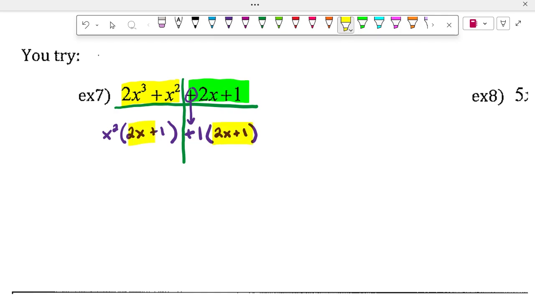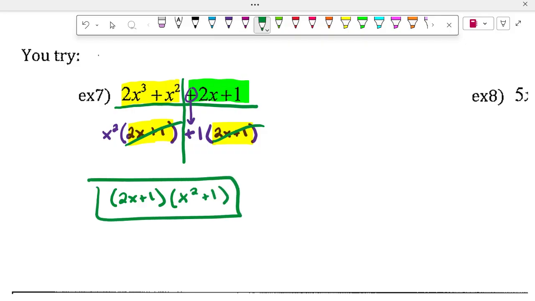These match, so we're good. So that means one of my factors is absolutely what? Was absolutely positively one of my factors. 2x plus 1. I can cross those out because I'm done with them. What's left? X squared plus 1. And there it is factored. If you did reverse box, you should have gotten pretty much the exact same thing. Any questions on 7?